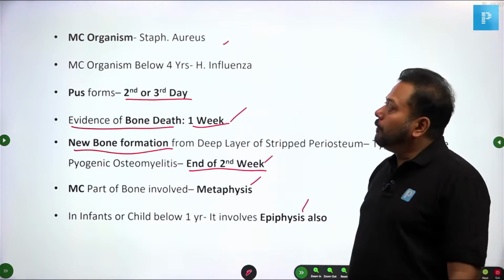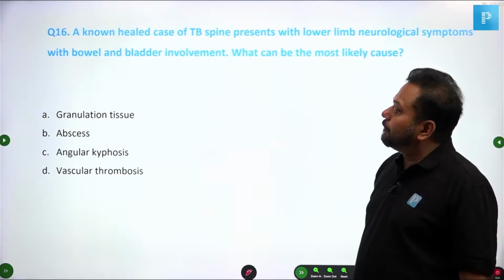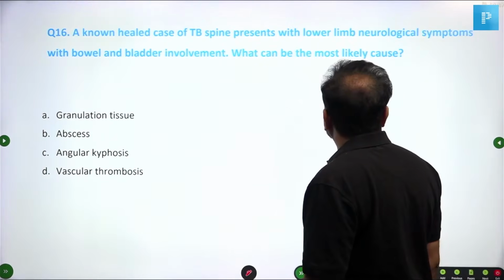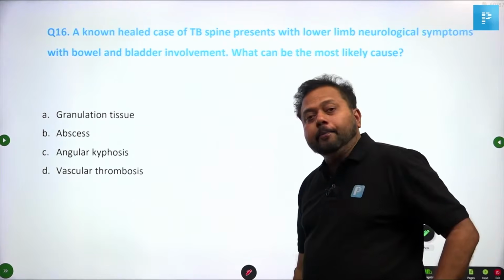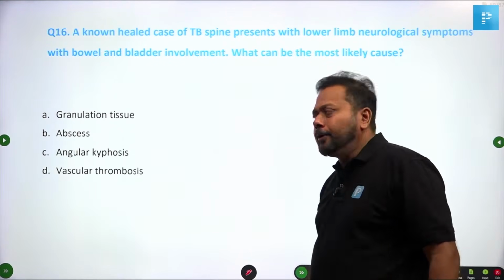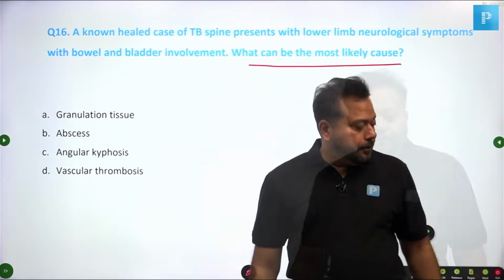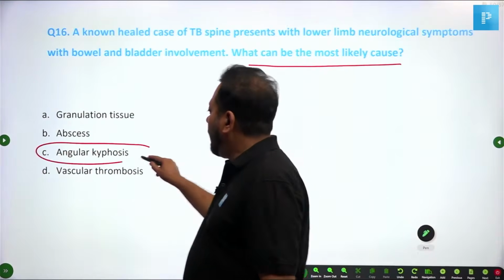Now we'll move on to question number 16. A known healed case of tuberculous spine presents with lower limb neurological symptoms with bowel and bladder involvement. Okay, lower limb paralysis has happened. Known case of TB spine. What can be the most likely cause? This is due to angular kyphosis.